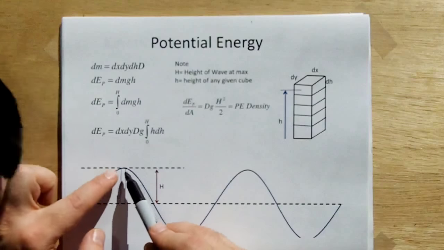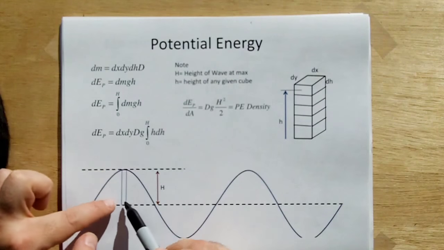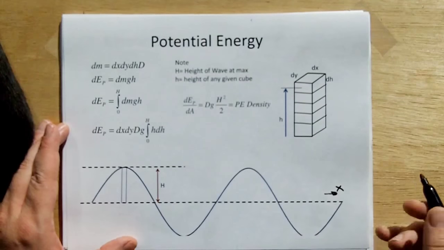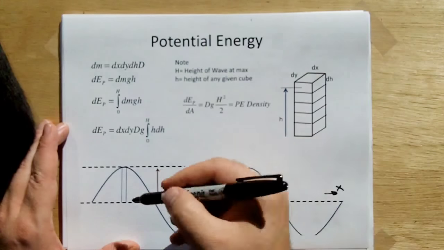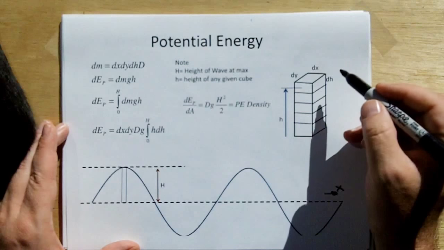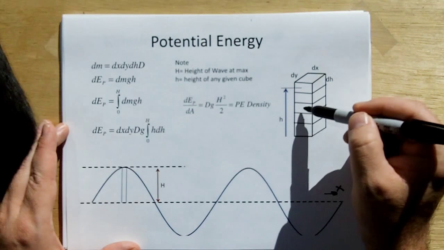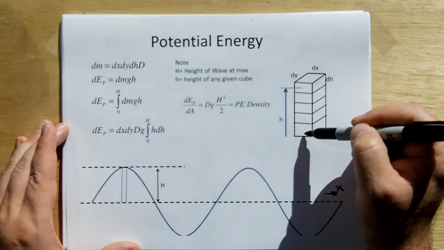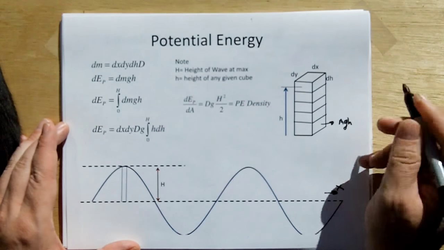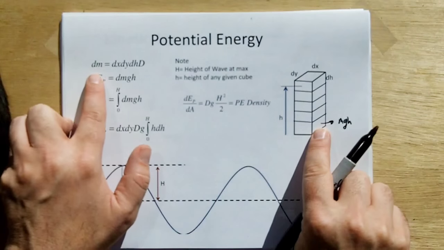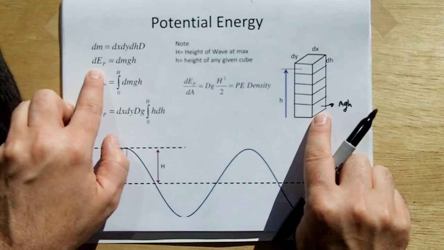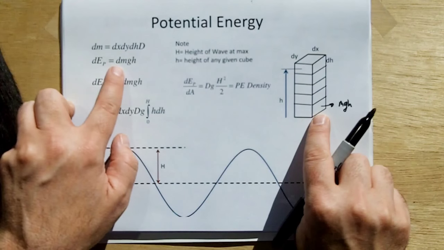If we come to a peak in the wave here, and we see this little column of water, and we say that its length is dx. Let's say this is the x direction, the direction of propagation. Y is transverse to the direction of propagation, and dh is the height. If we take every little tiny cube of water and sum up the potential energy of each block, which would be mgh, well, m for each little block, or dm, would be dx, dy, dh times the density of water, and the little bit of potential energy for each block, dE, would be dm times gh.